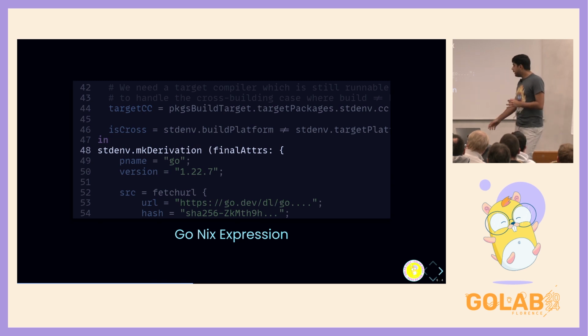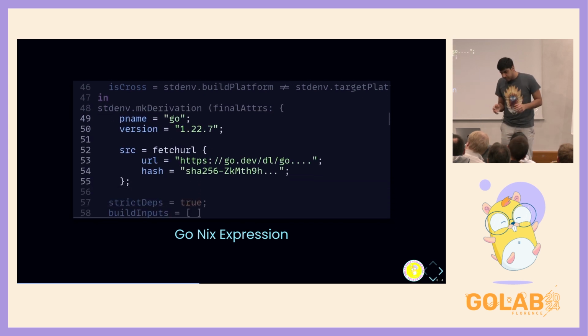Then we can take a look at some of the Nix code of how to build Go. With most Nix expressions, what you'll see is the standard mkDerivation function. And we have some other stuff, like where to fetch Go from, and a bunch of other stuff.